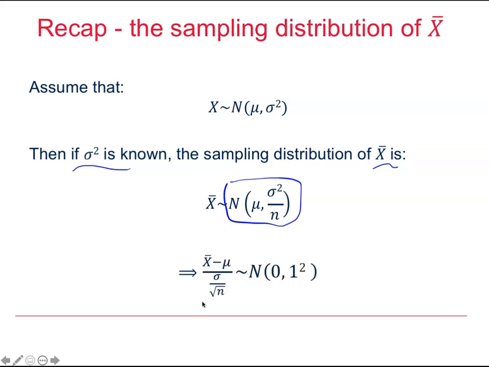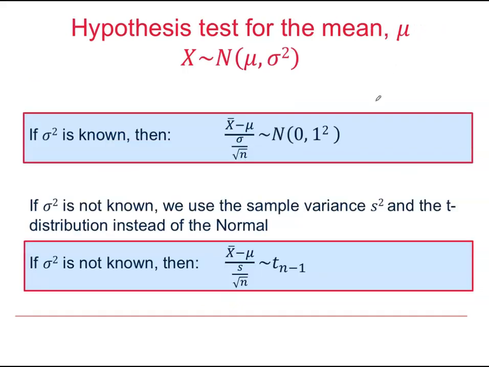When conducting a hypothesis test for the population mean, this statistic here can be compared to the standard normal distribution. This is something that was in A-level maths. When conducting a hypothesis test for the population mean mu, if sigma squared is known, then this statistic is compared with the standard normal distribution.